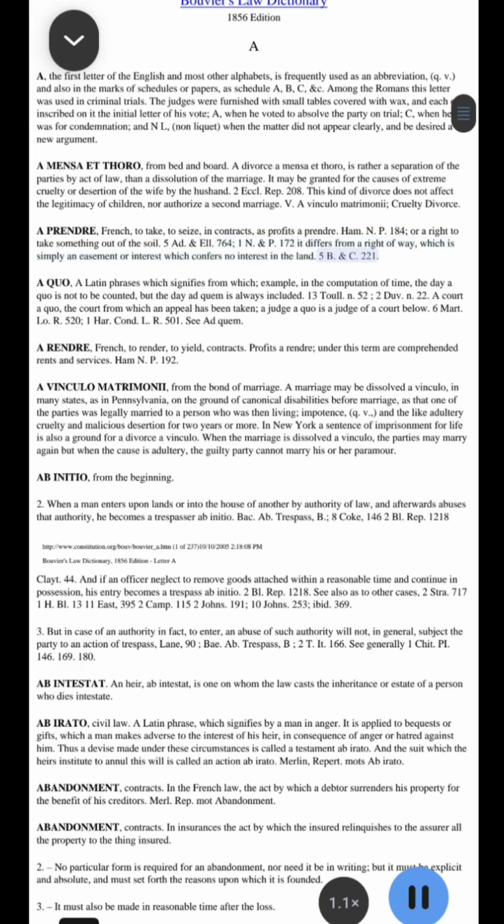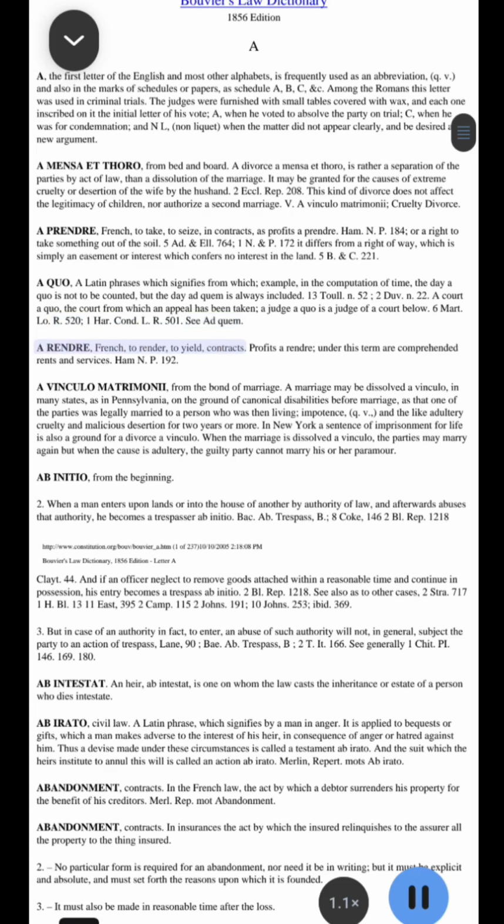A quo, a Latin phrase which signifies from which. For example, in the computation of time, the day a quo is not to be counted, but the day ad quem is always included. 13 Toull. n. 52; 2 Duvergier, n. 22. A court a quo is the court from which an appeal has been taken; a judge a quo is a judge of a court below. 6 Mart. La. R. 520.